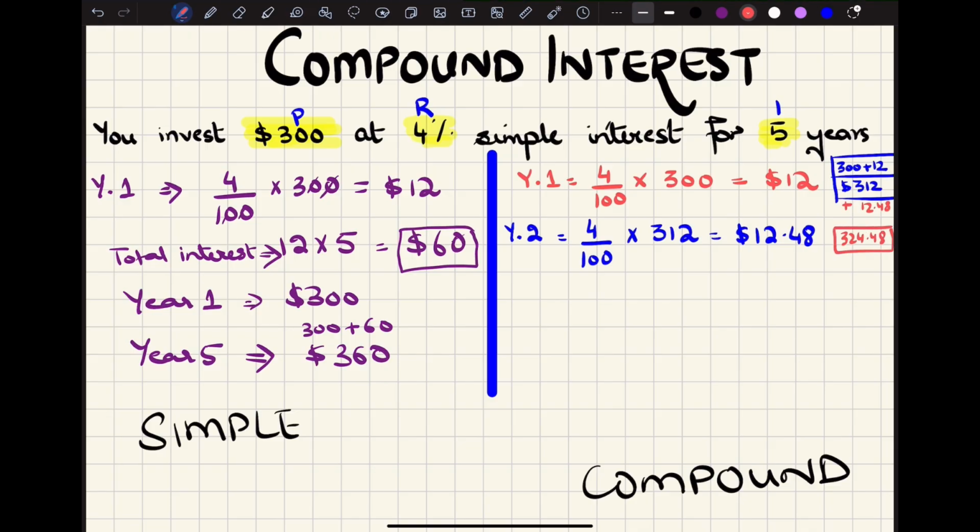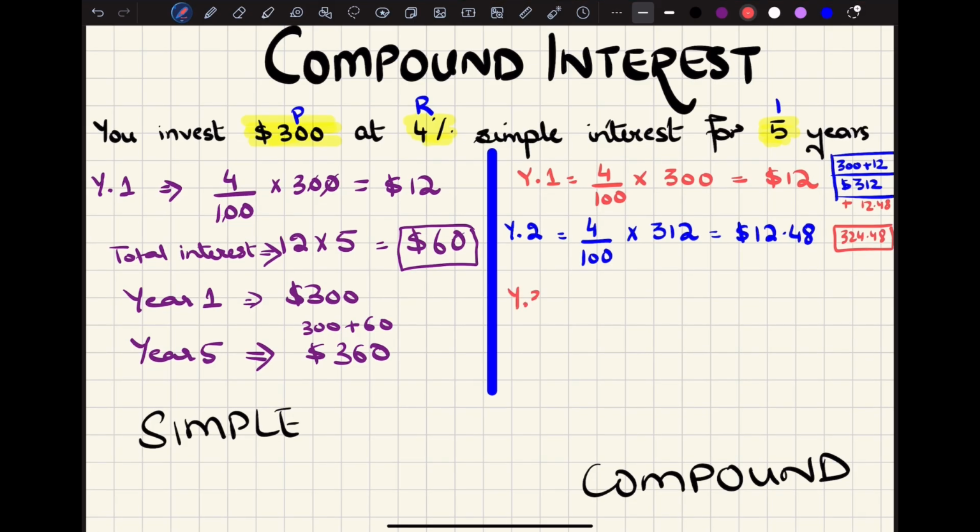So in year 3, what are you going to earn? In year 3, you're going to earn 4% of the amount that you have in the bank. So the amount is 324.48. So 4% of 324.48 is $12.9792.